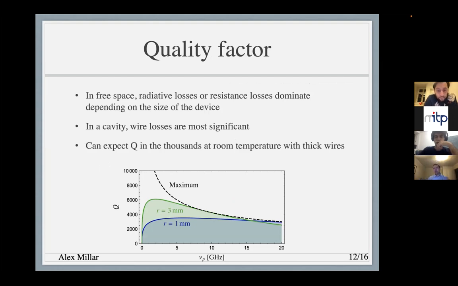To give some sense of scale of these quality factors, in most cases, it turns out the dominant factor that comes into play is really just the resistive losses of the wires. Even if you have some kind of metal walls, there are a lot more wires compared to wall. So it turns out the wire losses are usually the most significant factor. And if you have relatively thick wires, you can have quite high Qs. So even at room temperature, you can have Q in the thousands. And at cryogenic temperatures, you would expect that to go up by a factor of a few. So potentially Qs of 10,000 at cryogenic temperatures.